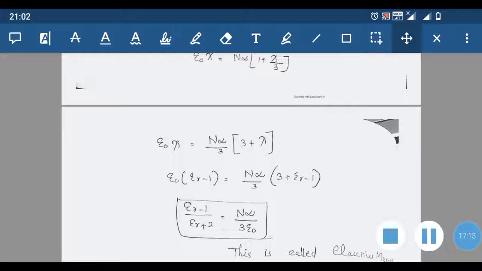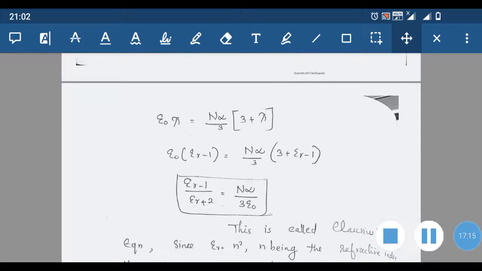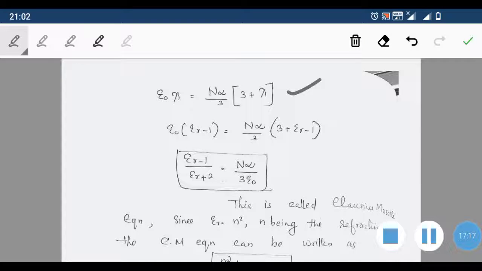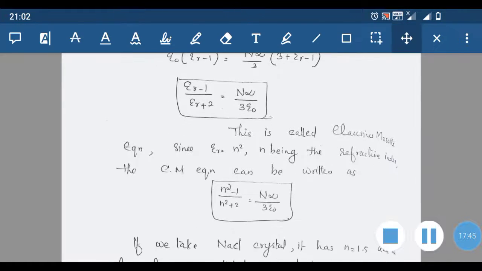So epsilon 0 chi is equal to N alpha by 3. Suppose we take 3 outside, then inside the bracket we have 3 plus chi. Then epsilon 0 into chi, we have epsilon r minus 1. So that is equal to N alpha by 3 into 3 plus epsilon r minus 1. So 3 plus epsilon r minus 1 is equal to epsilon r plus 2. So epsilon r minus 1 divided by epsilon r plus 2 is equal to N alpha divided by 3 epsilon 0. This equation, which you have already studied, is called the Clausius-Mossotti equation.